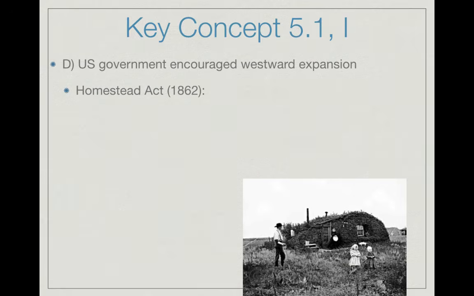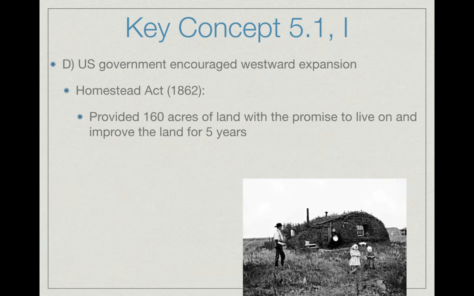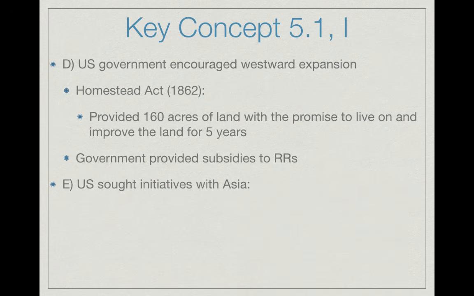The Homestead Act was passed in 1862 and established homesteads like the one in the picture here. This would provide 160 acres of land with a promise to live on and improve the land for 5 years. And the government also provided subsidies, or gave money and land, to railroads to expand out west.